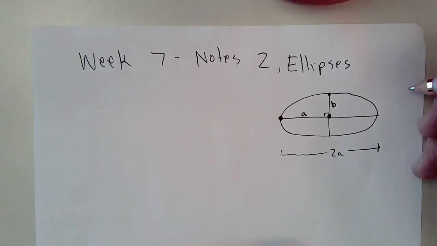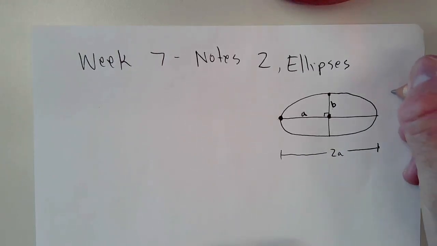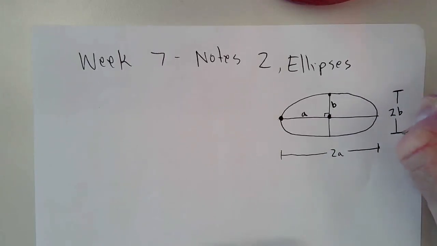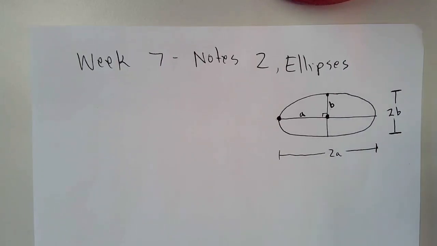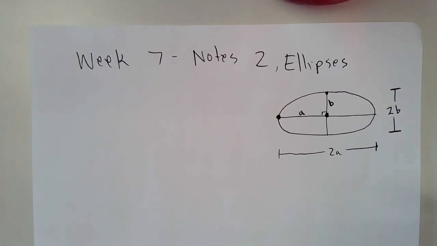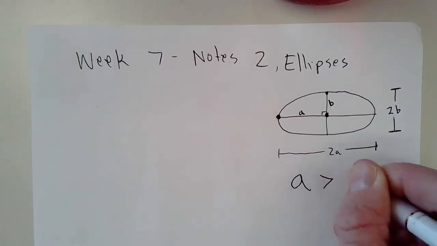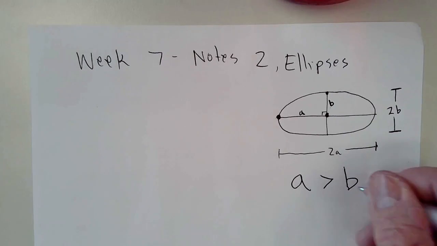And then the entire length of the minor axis of an ellipse would be 2b. Okay, so understand 2a and 2b. So the 2a is always the major axis. So this is an important part of an ellipse, and that is this, that a is always greater than b.